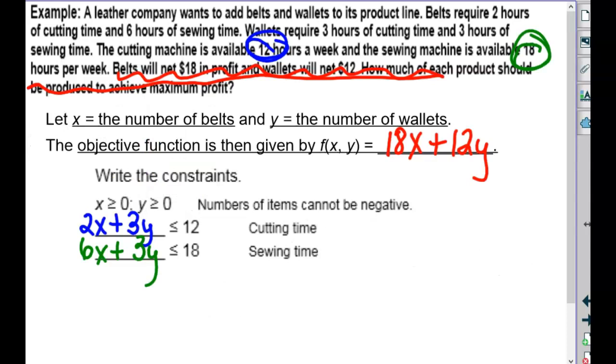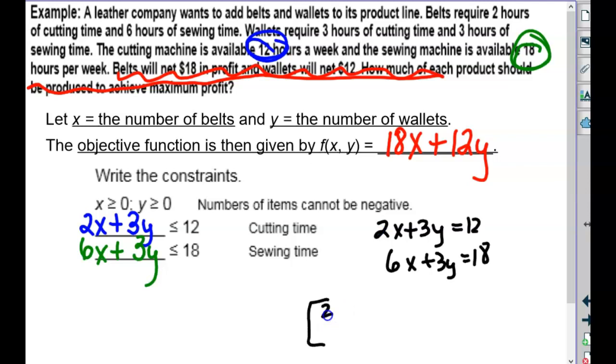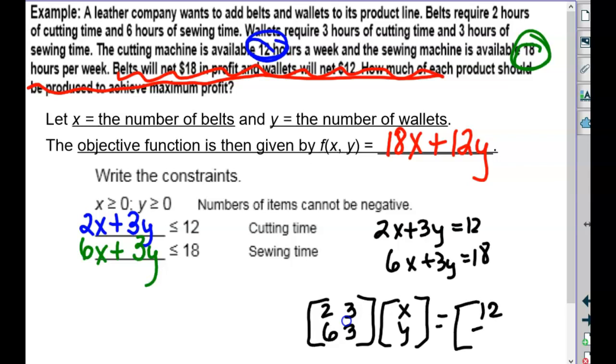Yeah, matrix. Can I take a commercial break to remind you how we did them yesterday? How could you rewrite 2x plus 3y equals 12 and 6x plus 3y equals 18 as a matrix multiplication problem? 2, 3, 6, 3, times x, y equals 12, 18. And then, I don't know why there's a line there, because it's over 18, but it's not really a fraction.